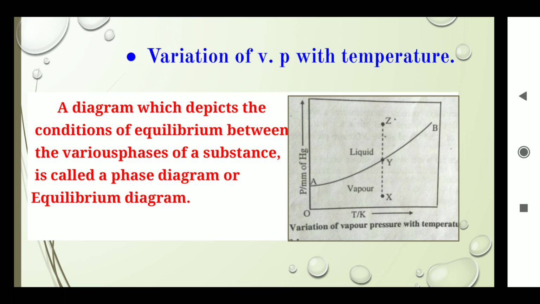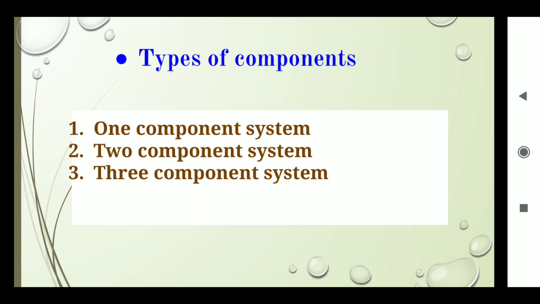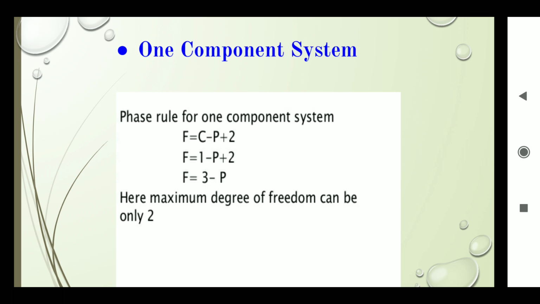The diagram which depicts the conditions of equilibrium between the phases of a substance is called a phase diagram or equilibrium diagram. See the types of components. Our system is composed of three types of components, that is, one component system, two component system and three component system. For the one component system, if we use the phase rule, C is equal to 1.